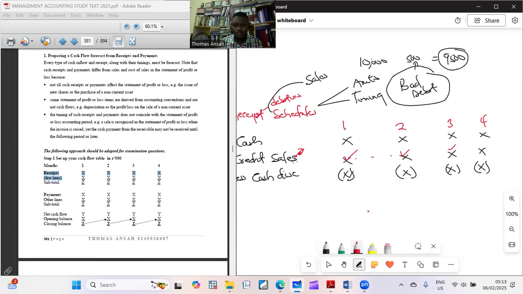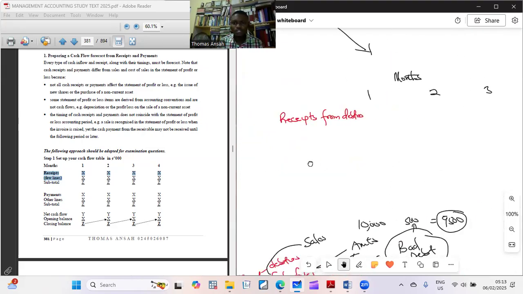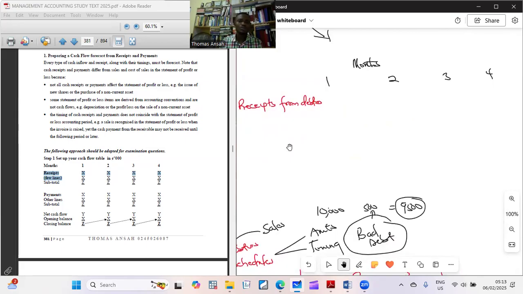So when you are able to do that, you get from your cash receipt, and we are going to see how you arrange it. You get your total here, and these totals are the ones that you pick to put in the receipt from the debtors. That is what you do. And like I said, the two things you have to do are the amount and the timing. So check the timing very well. Now, after that, there are some other forms of receipt.